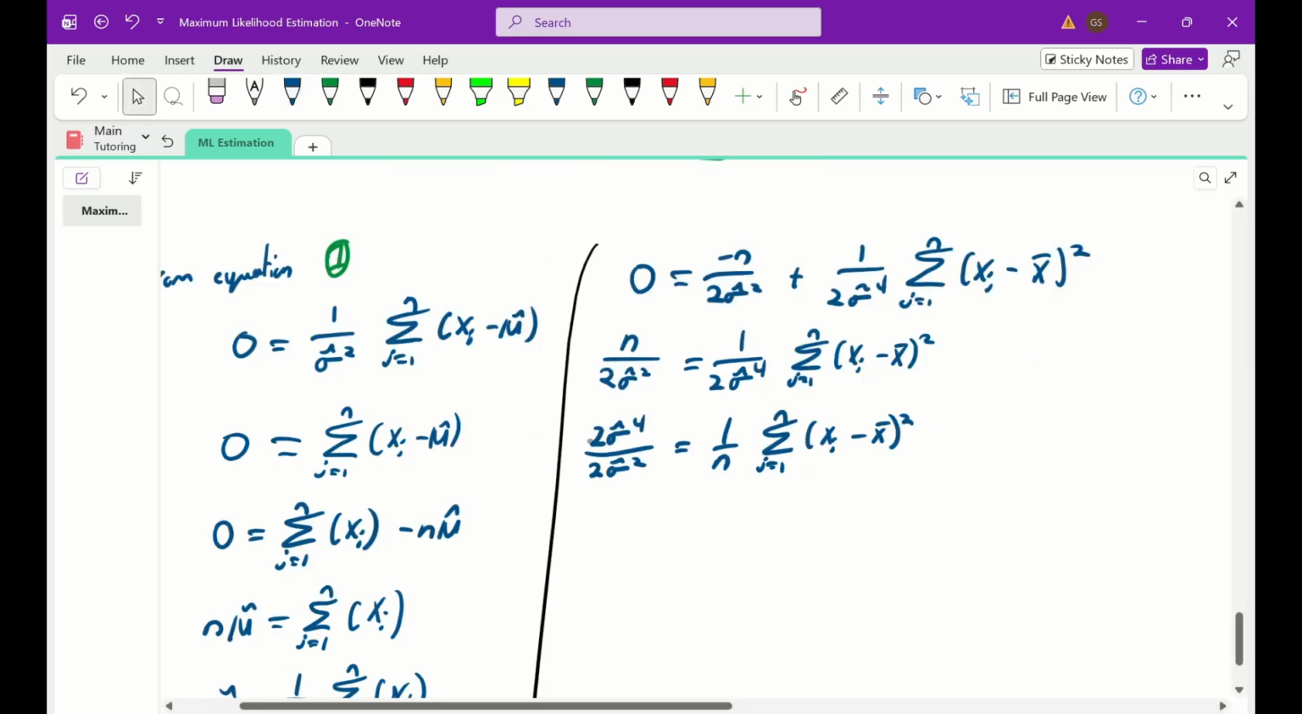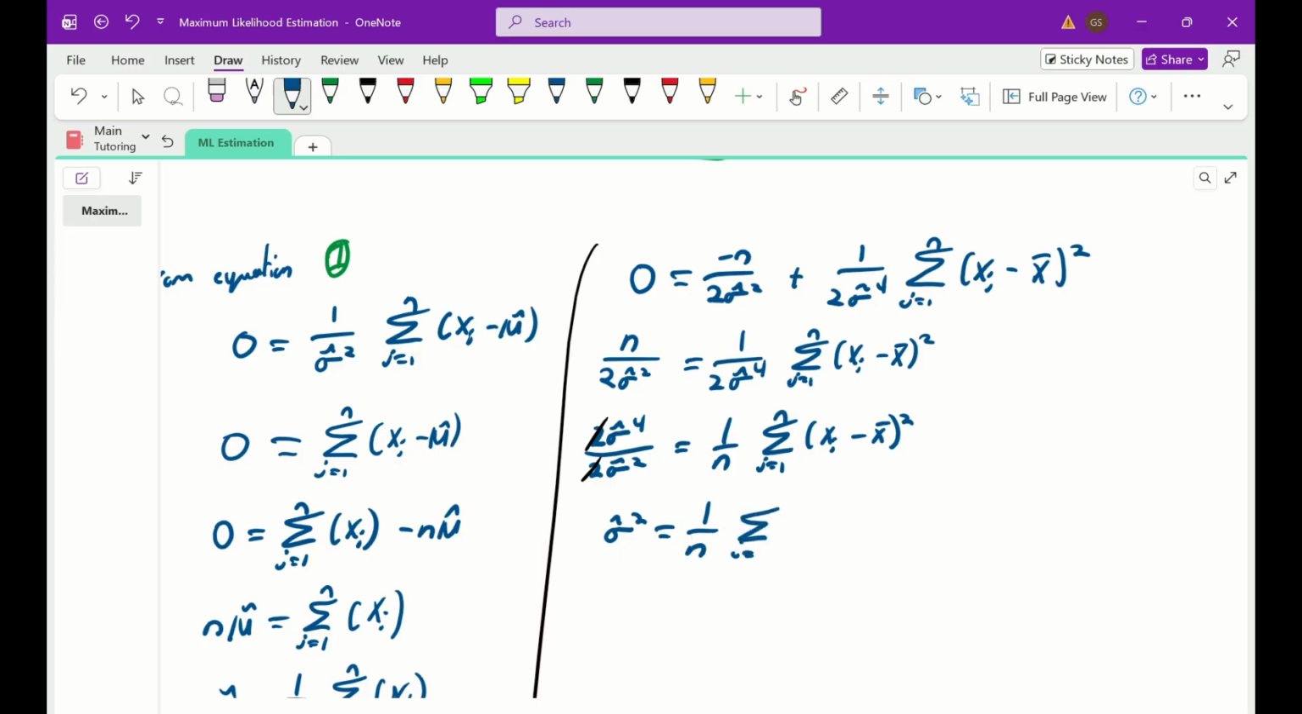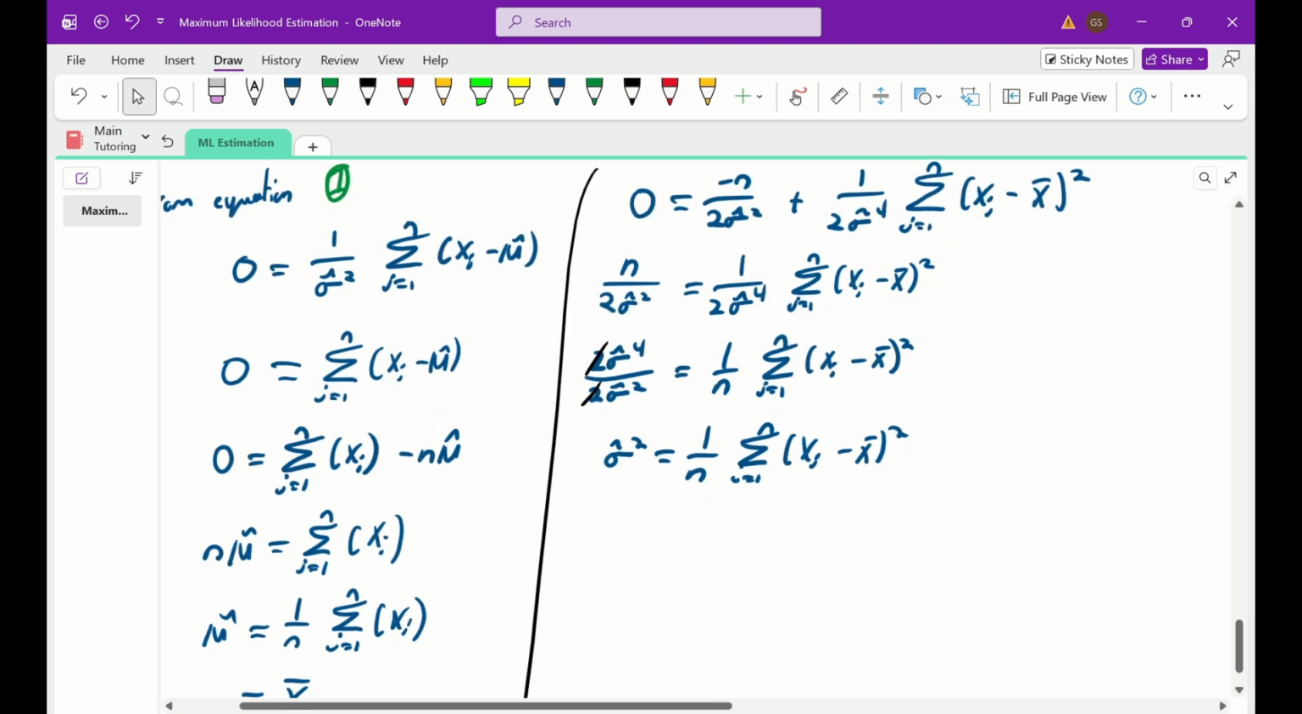Then we can cancel the 2's here. They cancel. And then the sigma to the 4 over sigma to the 2 just leaves us with sigma hat squared is equal to 1 on n, sum from j equals 1 to n of xj minus x bar squared, which is great. This is what I hope you would expect, that your best guess for the standard deviation is just to take the sample standard deviation here.